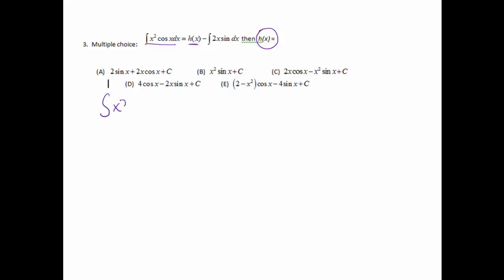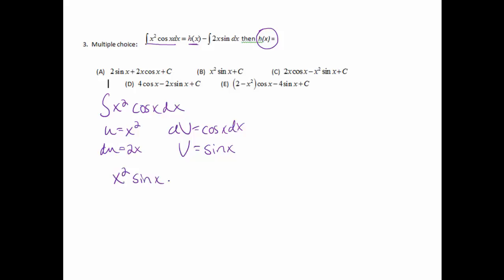So if I have x squared cosine x dx, I'm going to let u be x squared. So my du will be 2x, which means my dv is going to be cosine x dx, and the integral of cosine is just sine. And now I'm ready to do my parts, so it's going to be uv, so x squared sine x minus the integral of v du. Oops, I should put a dx there. So this will be 2x sine of x dx.